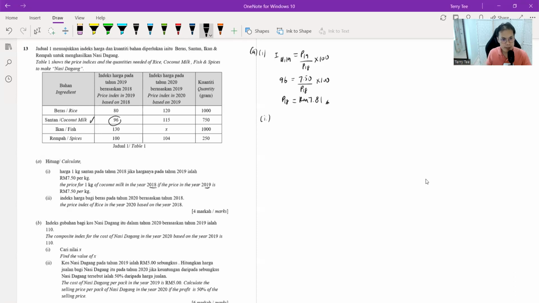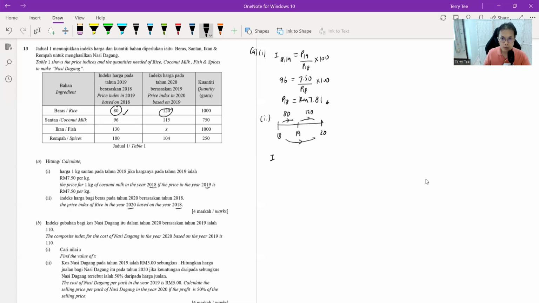Okay, second one, the price index for rice in the year 2020 based on year 2018. Now, if you look at rice, right, this is 2018 to 19. This is 19 to 20. So normally we use what we call a simplified chain rule. There are 3 years involved, 2018, 2019, 2020. From 18 to 19, the price has actually gone down. The index is 80, so drop by 20%. Remember, if your index is less than 100, it's reducing, more than 100 is increasing. 2019 to 2020 is 120, increased by 20%. So we want to find the overall increase from 2018 to 2020.